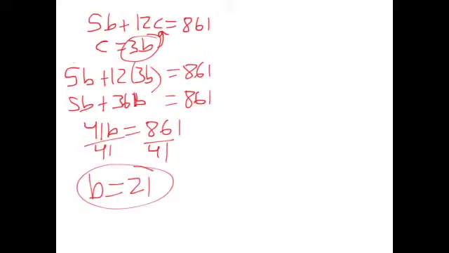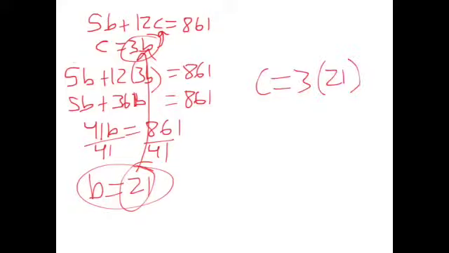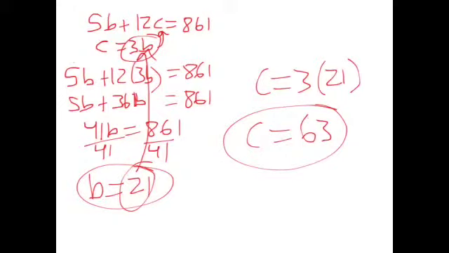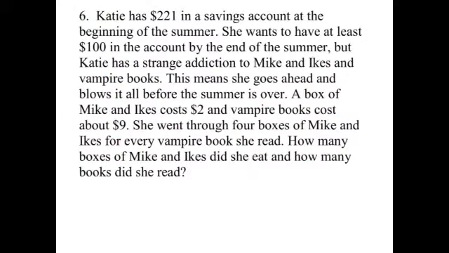So it's looking like 21 birthday cards. And since I know that B is 21, I can substitute it back into my other equation. C is equal to 3 times B, which is 21. And so C is going to equal 63. So 63 candles and 21 birthday cards. And that one's done. Let's move on to 6.